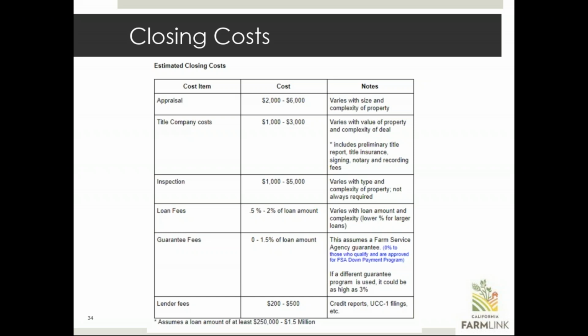So assuming the FSA guarantees the loan, it's usually between 0 and, for those who qualify and are approved for the FSA down payment program, up to 1.5% of the loan amount. So your purchase agreement will determine who is responsible for which of these expenses. So be sure to include these expenses in your estimation of your purchase price.